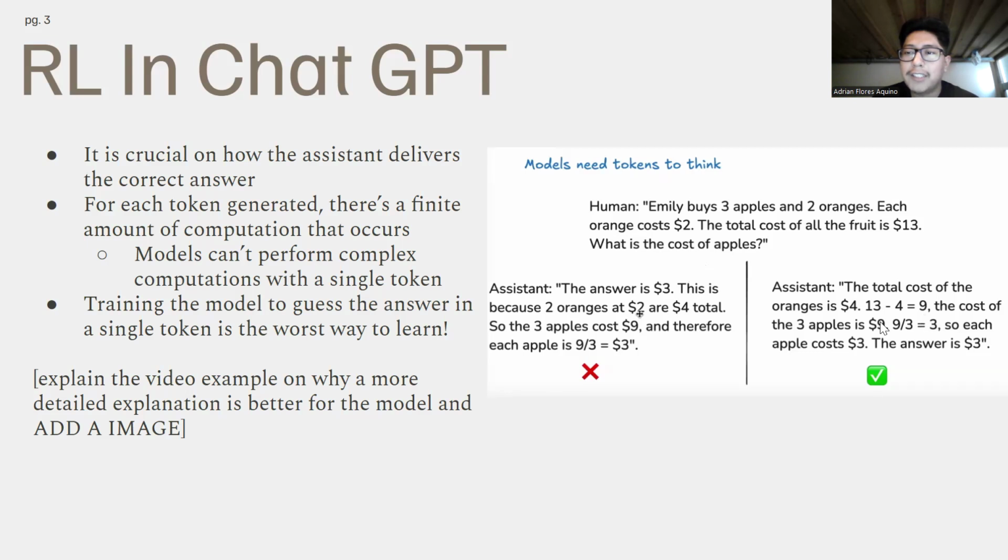The right version is way better because it shows the process of how we got it. The total cost of the oranges is $4, then it subtracts 4 from 13, which gives you 9, and the total cost for three apples is $9. So you divide by three, and each apple is worth $3. It's much more detailed, not only for you to understand as a human, but also for the chatbot to be able to learn and understand it through the tokens. You can just ignore this part at the bottom.